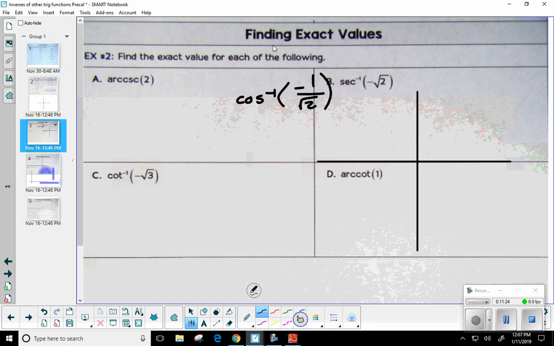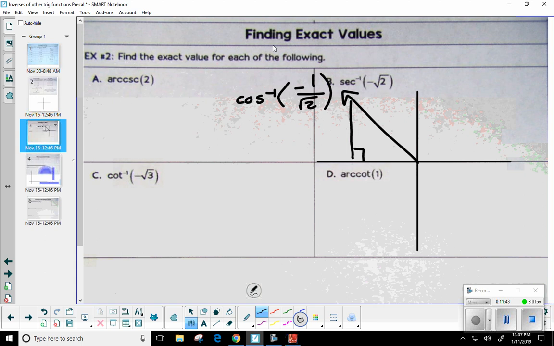But here's my question. What quadrant would cosine inverse put me in? 1 or 2? Why 2? Because it's negative. If it were positive, then it would be in the first quadrant. So I draw my terminal side, just like this.